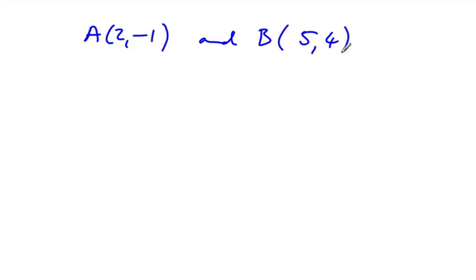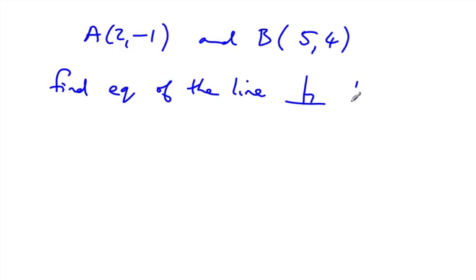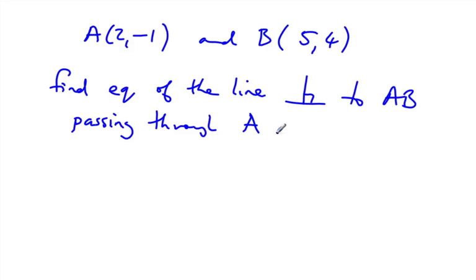So, as an example, I'll just give you an example here. If we've got the points A (2, -1) and B (5, 4), and the question says, find the equation of the line perpendicular to AB passing through A. Okay, so what we've got is this.